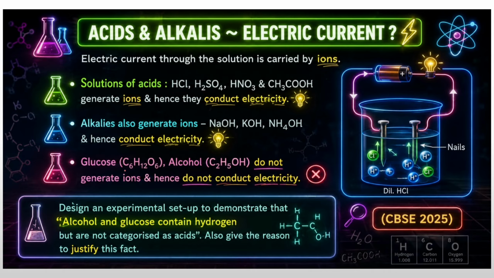But although glucose C6H12O6 and alcohol C2H5OH contain hydrogen and OH, they do not generate ions. Why? Because they do not dissociate, they do not ionize. Since they do not ionize, they do not release H plus or OH minus. And since they do not release H plus or OH minus, there are no free ions. So you can write no free ions. And since there are no free ions, they cannot conduct electricity. So this question was there in 2025.